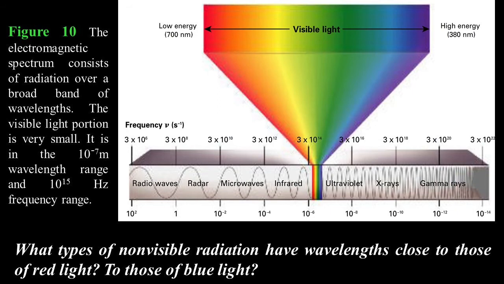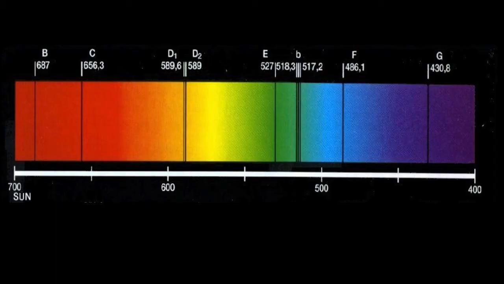The electromagnetic radiation spectrum consists of radiation over a broad band of wavelengths. The visible light portion is very small. I will let you read the rest of that caption, but then I will ask you, what types of non-visible radiation have wavelengths close to those of red light, to those of blue light? Red light and blue light, but invisible.